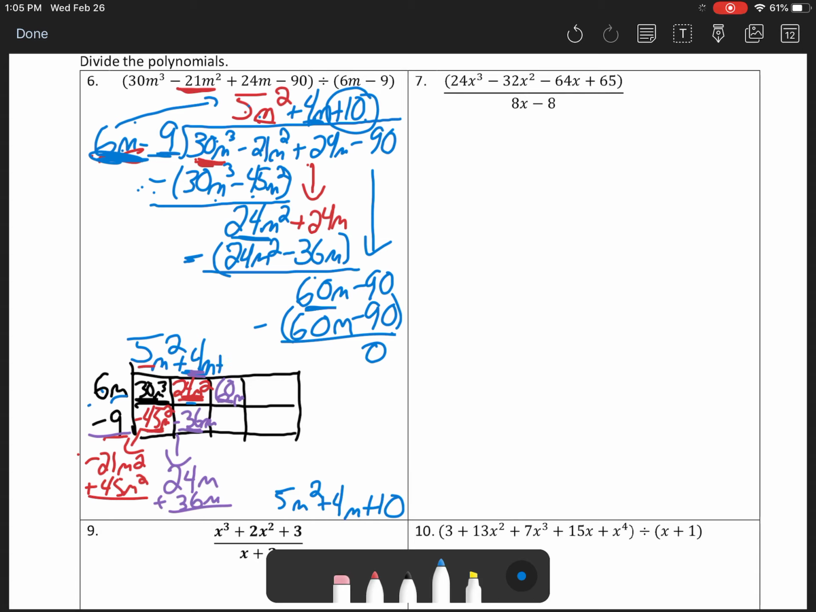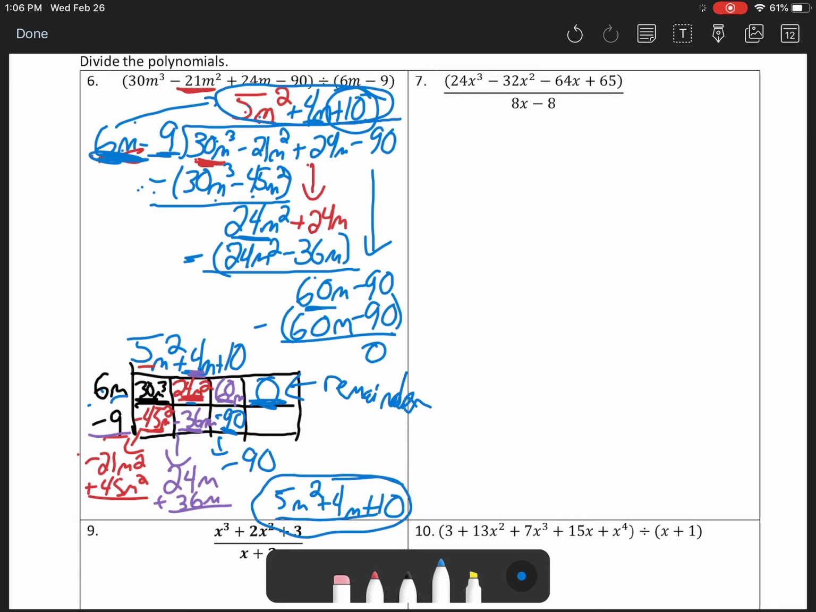And I know 6 times 10 is 60, and negative 9 times 10 is negative 90. Okay, all right, and I know that these two boxes, this box here and this box here, have to add to be negative 90, so this would be 0, which means my remainder is 0. So my final answer is just this, and it doesn't matter which way you do it, this method or the box method, you're still going to get the 5m squared plus 4m plus 10. Okay, so let's go to the next one.